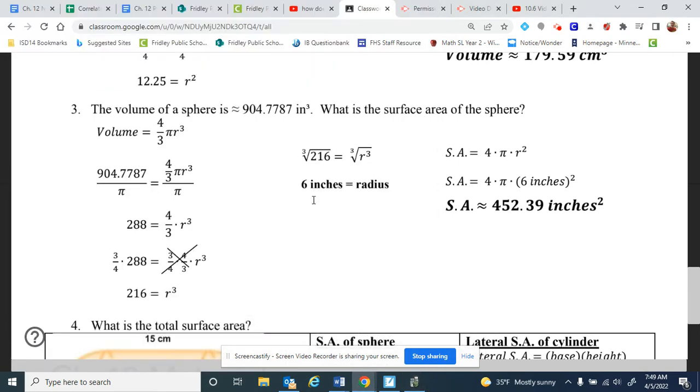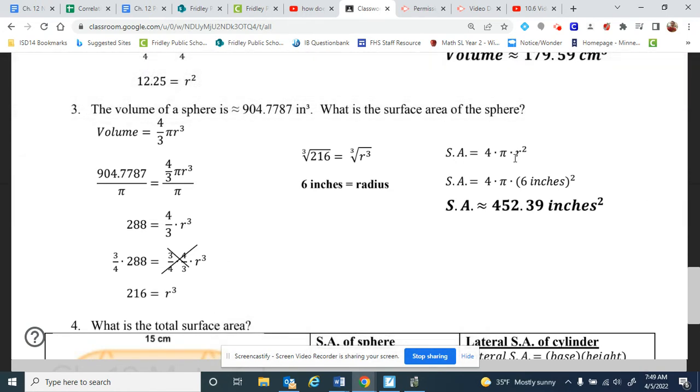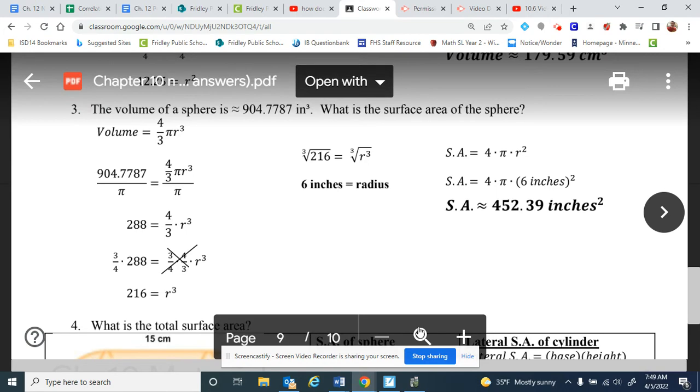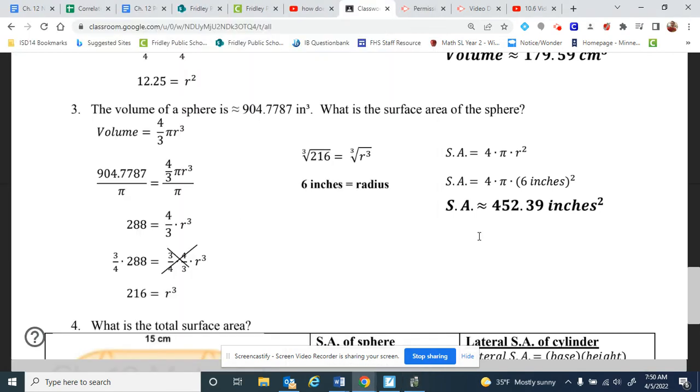And now it becomes a little bit easier. We just go back to our surface area formula, and we want to find the surface area of the sphere. So we plug in 6. So 4 times pi times 6 squared. So here we go, 4 multiplied by pi multiplied by 6 squared. And there we go, 452.389, or we'll round that to 452.39. And our units are inches squared because this is surface area.